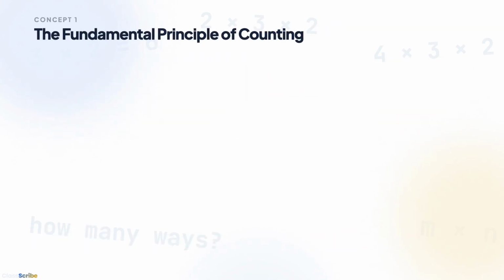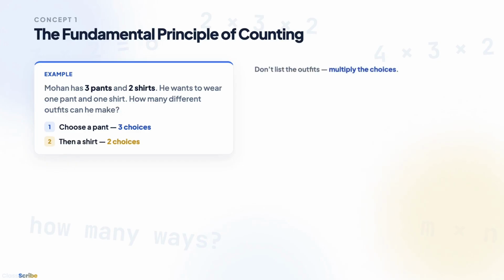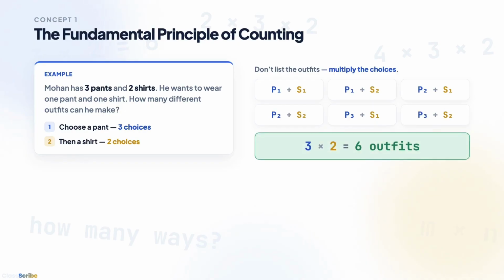The first concept we'll study is the fundamental principle of counting. Let's understand it with a simple example. Suppose Mohan has 3 pants and 2 shirts. He wants to wear 1 pant and 1 shirt. How many different outfits can he make? For the first choice, he can select any one of the 3 pants. After choosing a pant, he has 2 choices for the shirt. So instead of writing every possible outfit, we simply multiply the number of choices. We get 3 multiplied by 2, which is 6 different outfits.